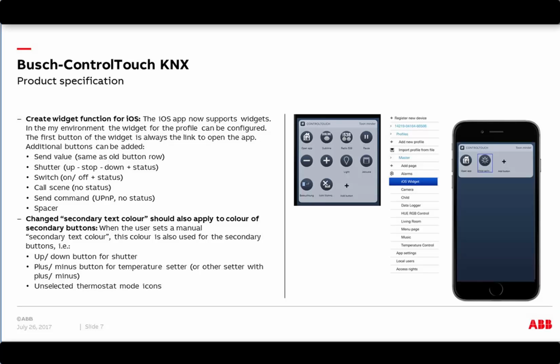The widget function is now available for iOS. The configuration is quite easy. On the commissioning page, under the topic Profiles, you will find now a new tab, iOS widget. In some, you have 20 shortcuts. The first one is a fixed link to the KontrolTouch app. 90 places for shortcut keys are free to use. The possible shortcut keys are value sender, blind control, switch, starting scenes, and UPnP command sender. The spacer is only a blank space. You can use it if you want to separate the short keys from each other.